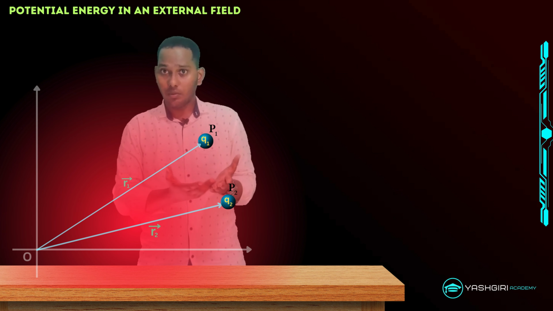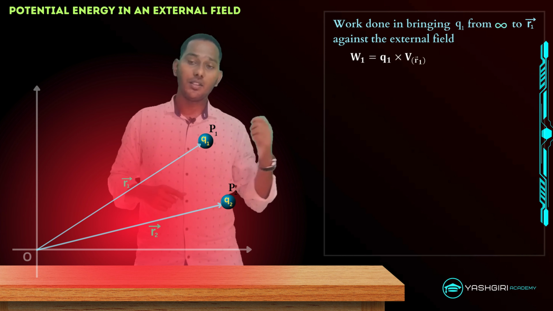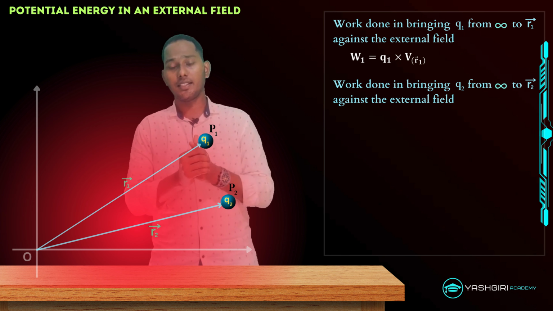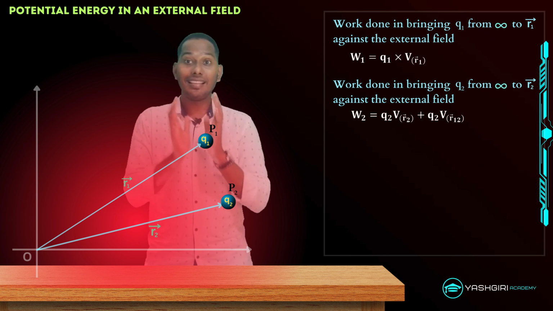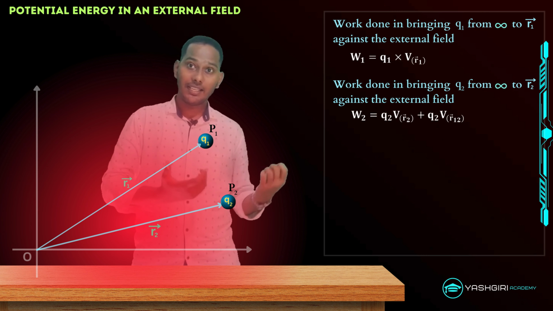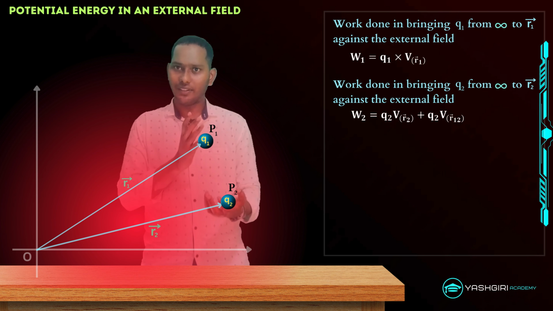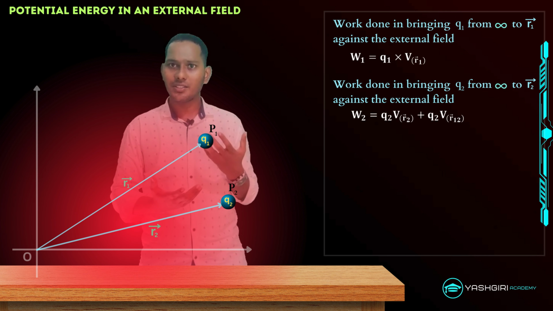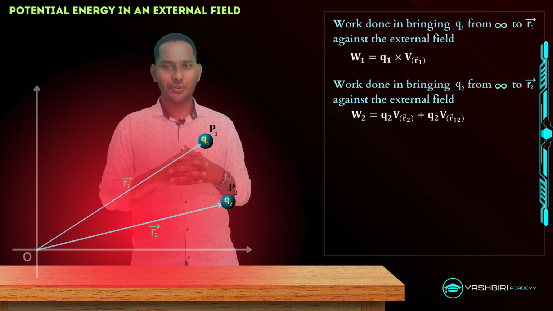right, to this point, which is at a position vector of r2, will be, students, W2 here in this case. I can say it is going to be the charge q2 into the external electric potential at that particular point, plus, students, we also have to do a work due to the charge q1 that we have taken here, right? Because both are positive charges, so there will be a repulsive force between them as well. So I have to do a positive work here in this case.